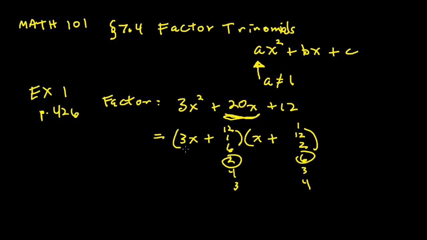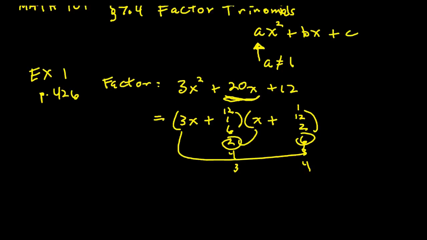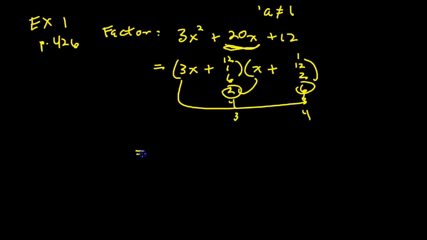Let's check it. The outer product here would be 18x, and the inner product here would be 2x. 18x and 2x do indeed add up to a 20x. All right, so let me rewrite that expression. I need 3x and x in the first slots. I need plus and plus in the in-between signs, and 2 and 6 in that order. It has to be in that order. 2 and 6 definitely work.